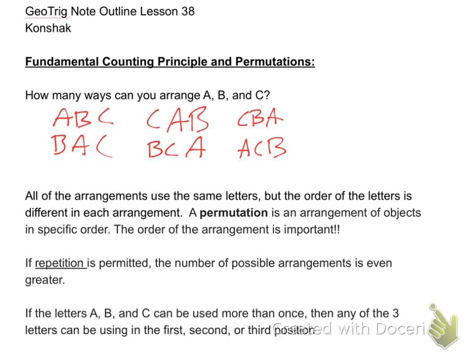So, guys, this is all the combinations. How many are there? 6. Now, remember a couple lessons ago we did things with factorials? It's because of this lesson. Guys, each one of these is called a permutation. All the arrangements use the same letters, but the order of those letters is different. This is a permutation, and it's just an arrangement of objects in a specific order.